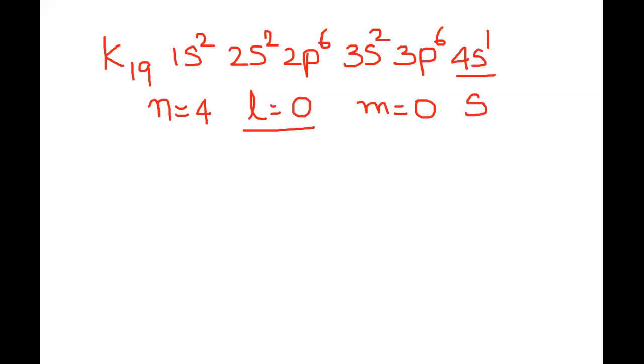Now, by convention, the first electron that is entering is given a value of plus half. Now, why is this value given as plus half? Because for spin quantum numbers, the values obtained by higher-level mathematical calculations come down to only two numbers, that is plus half and minus half.